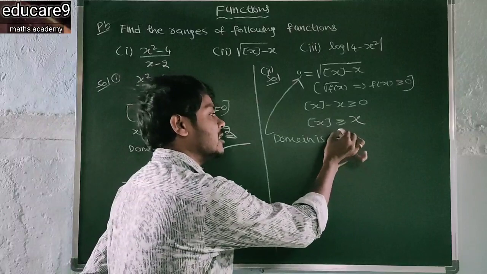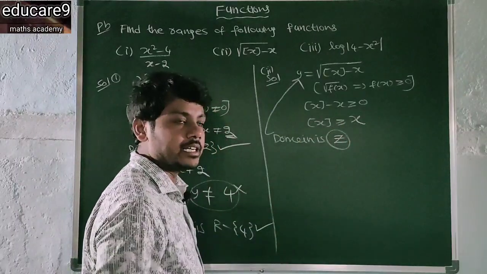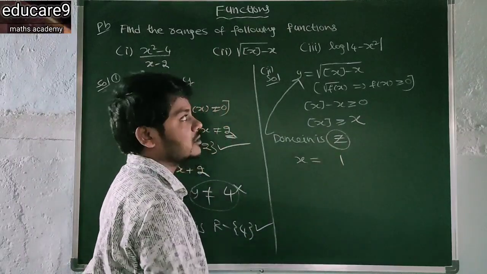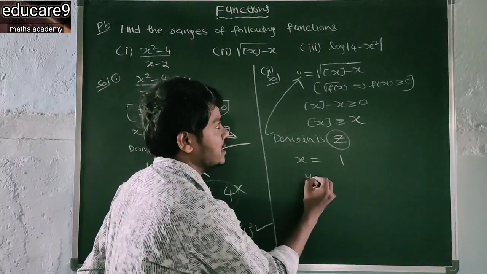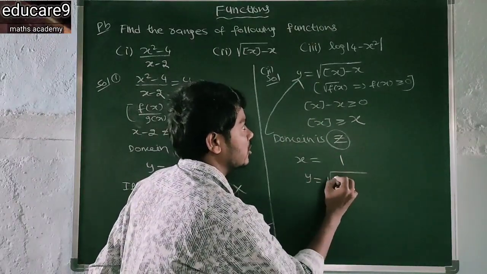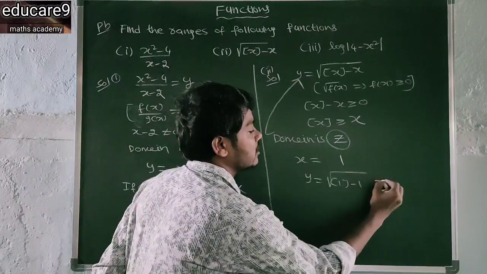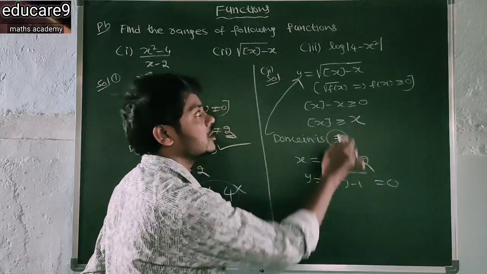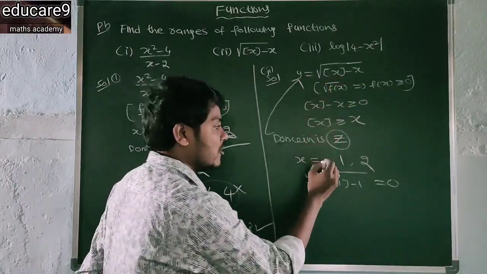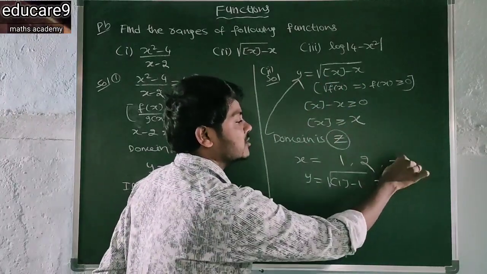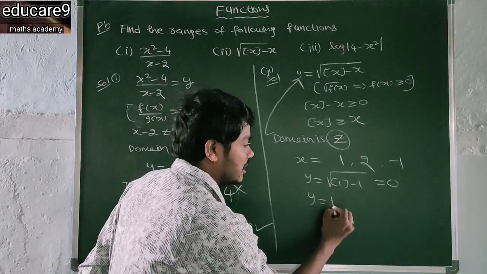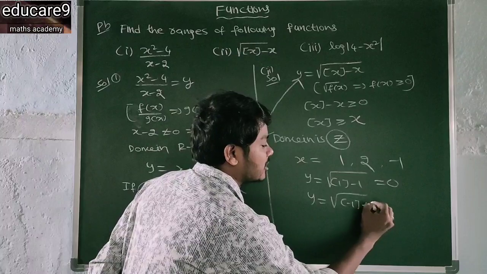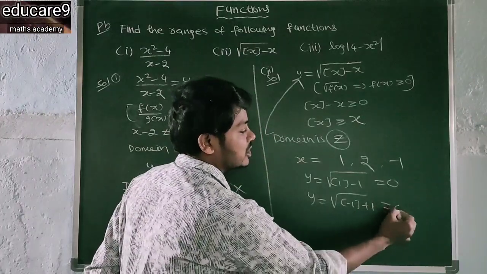So your domain values are integers. Substitute, for example, x is equal to 1. So what do you get? y is equal to square root of 1 squared minus 1. You get 0. For example, x is equal to 2: 2 squared minus 2 is 2, square root of 2 minus 2, 0. For example, x is equal to minus 1: that is square of minus 1 minus of minus 1. You get plus 1. So this is also 0.